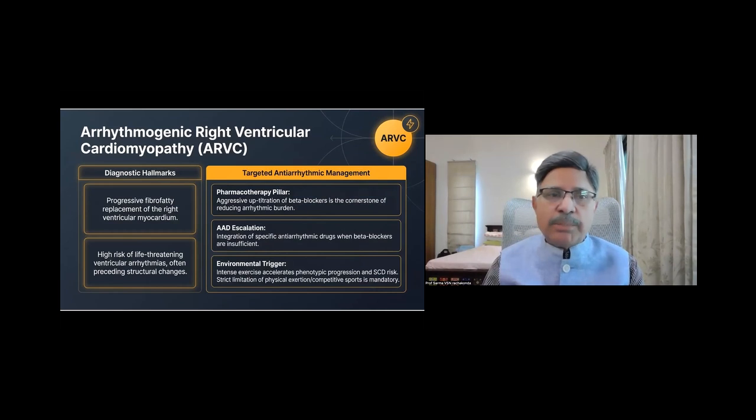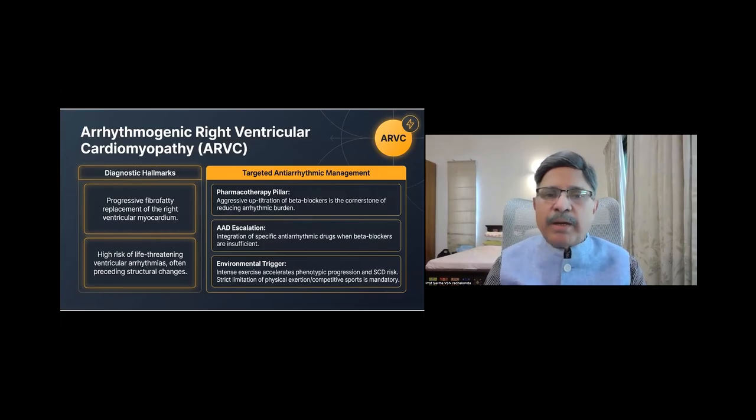The fourth type is called arrhythmogenic right ventricular cardiomyopathy. So this is the ARVC. Though we say right ventricular, it could be left ventricular also. Diagnostic hallmarks: progressive fibrofatty replacement of the right ventricular myocardium. Mainly the target here is the right ventricle. High risk of life-threatening ventricular arrhythmias, often preceding structural changes.